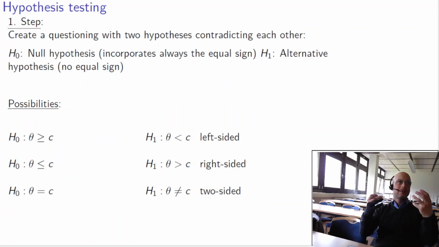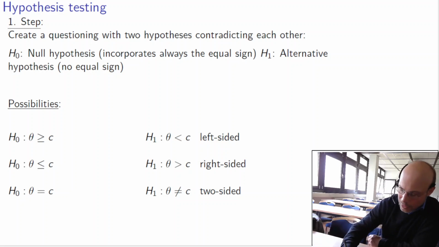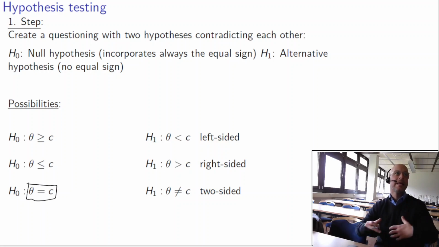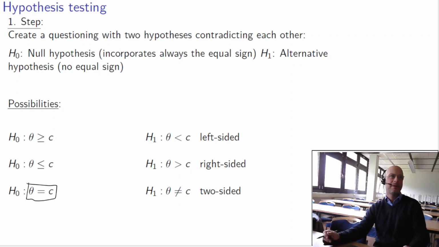So how would we then create such a test? The first step is, of course, we formulate two hypotheses. And one hypothesis is quite often that nothing has changed. Or in general, we say that our hypothesis is that our parameter equals some specific number.